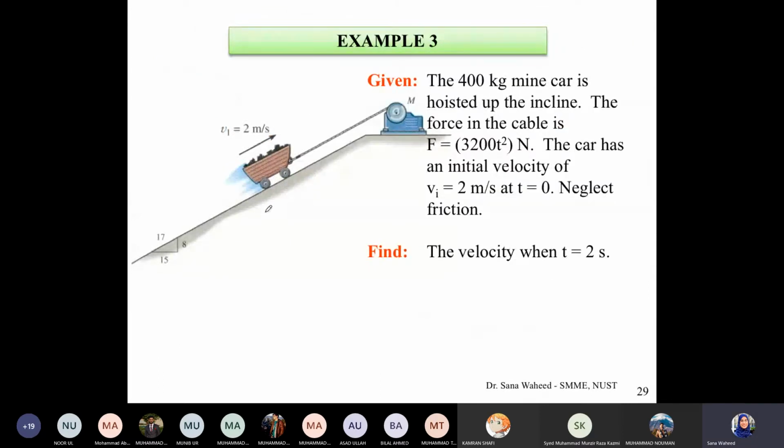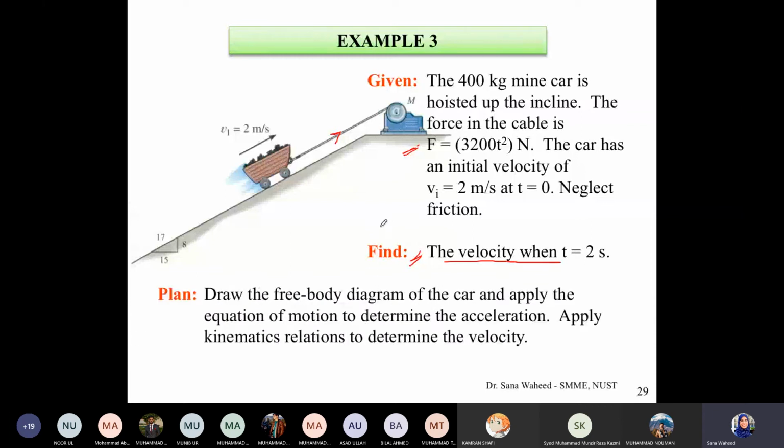Now let's look at a quantitative example. So we've got a 400 kg mine car which is being hoisted up the incline, and the force in the cable is 3200 t squared. The car has an initial velocity of 2 meters per second at t equals 0, and we want to find the velocity when t equals 2. Okay, interesting. So we know the force, but we want to get to the velocity, which means we will have to do kinematic analysis along with kinetics, right?